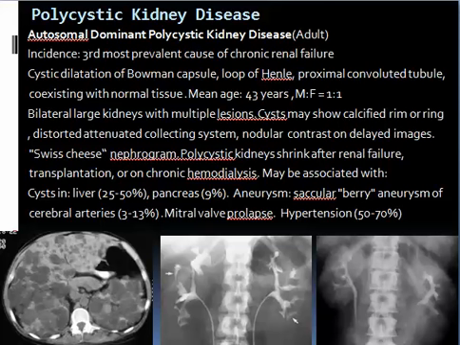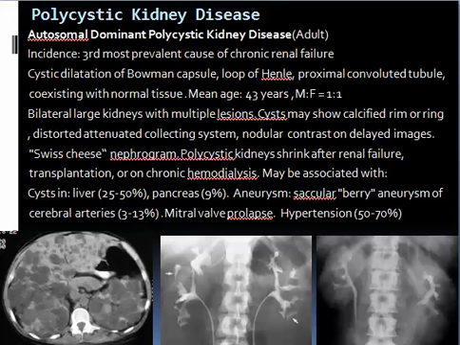Male to female is 1:1, mean age is 43. Bilateral large kidneys with multiple cystic lesions may show calcific rings. Distorted, attenuated collecting system. Nodular contrast on delayed images can appear as Swiss cheese. This is called the Swiss cheese nephrogram. Polycystic kidneys shrink after renal failure, transplantation, or chronic hemodialysis; all can result in shrinkage.